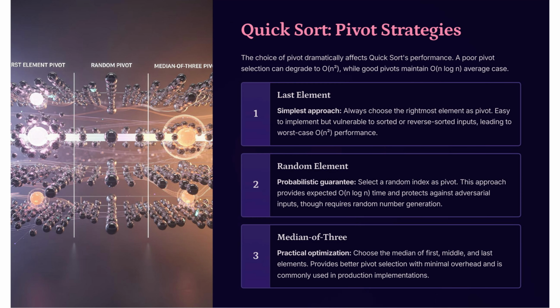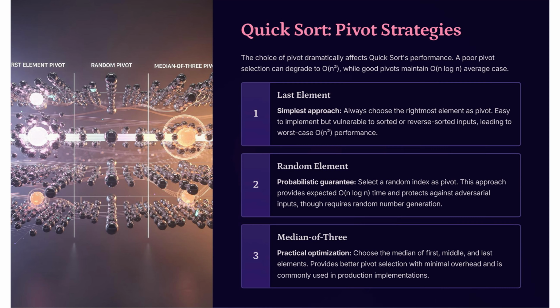The choice of pivot in quicksort is crucial. Using the last element is simple but risky for sorted inputs, leading to O(n²) performance. A random element offers O(n log n) on average, mitigating adversarial inputs.